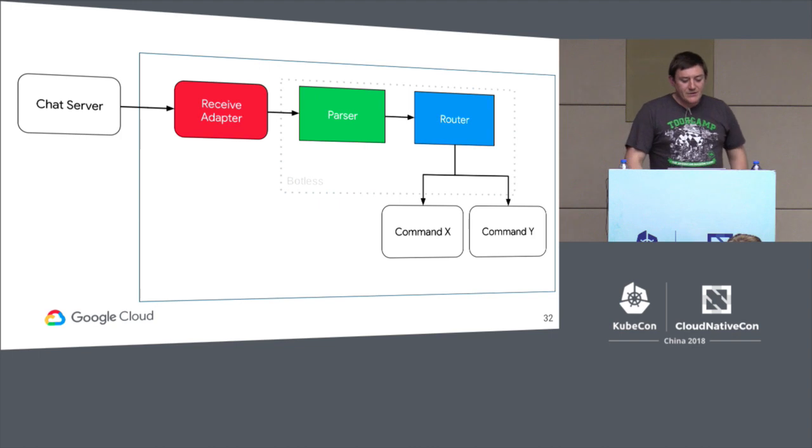The general picture of how this looks is we can have our existing chat server communicating to a receive adapter. The receive adapter bridges the chat protocol into a common protocol for the framework to understand. We will need to parse the incoming messages to understand if they are commands or not, and then a router to link a particular command to a serverless function that handles it.